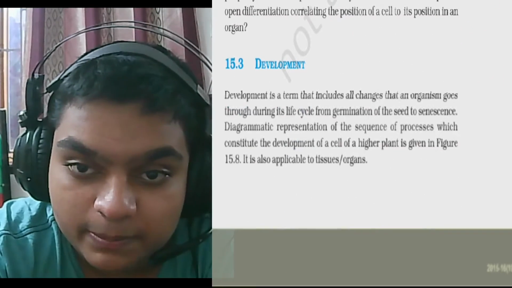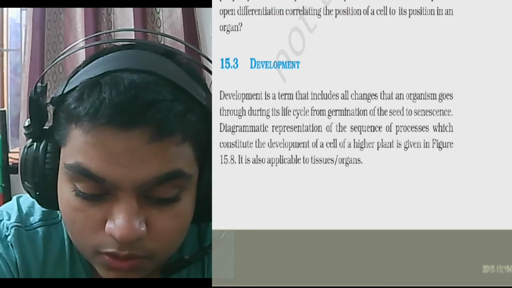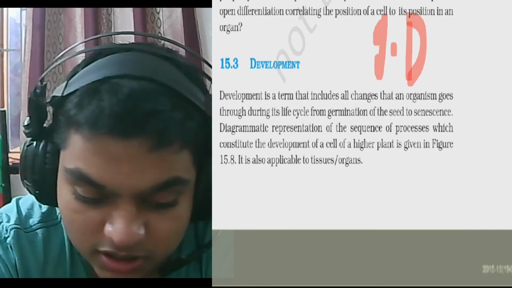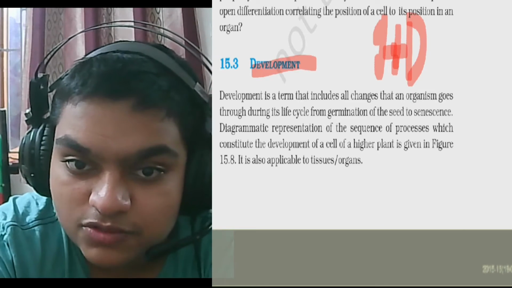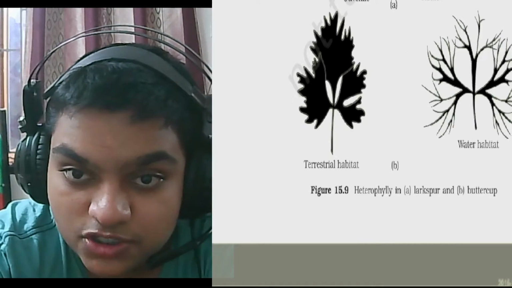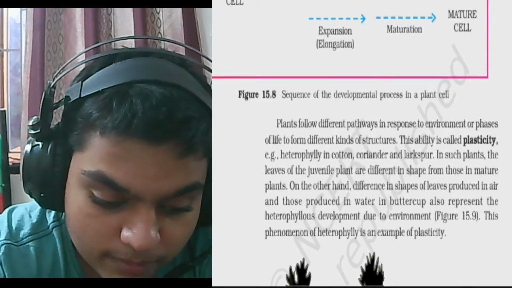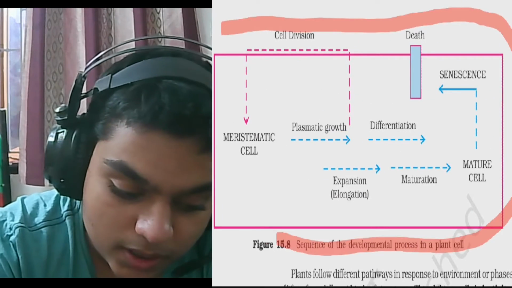Now we have completed growth and differentiation. Now let's see what is the relation between growth and differentiation. That is development. Growth plus differentiation gives you development. And this is how growth happens in plants.